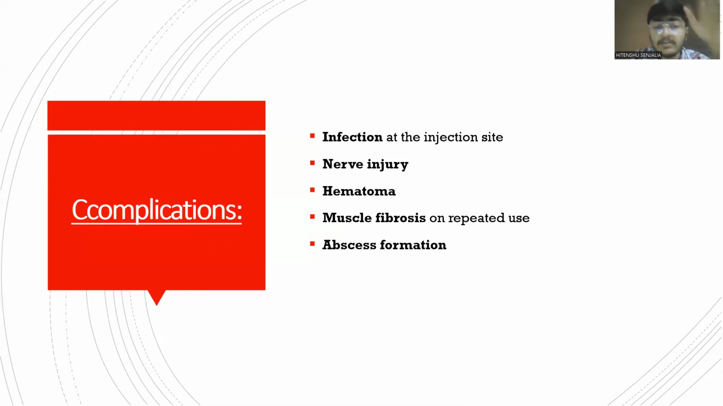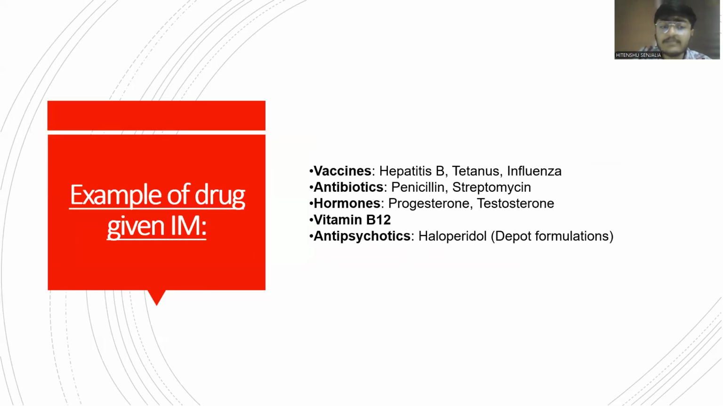The complications of the intramuscular route are infection at the injection site, nerve injury, hematoma, muscle fibrosis on repeated use, and abscess formation. These are the complications which occur in the intramuscular route. Examples of drugs commonly used intramuscularly: for vaccine purposes, hepatitis B, tetanus, influenza. These are used for vaccination.